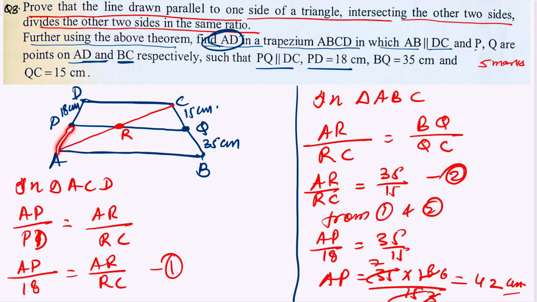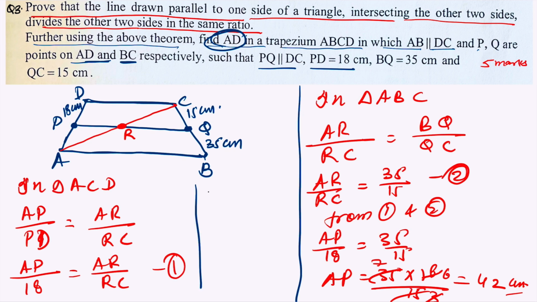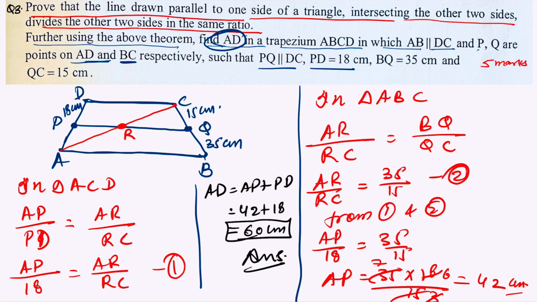And what we were supposed to find is AD. So AD will be AP plus PD. So AP we have found is 42, plus 18, that is equal to 60 centimeter. Clear? And this is the answer.